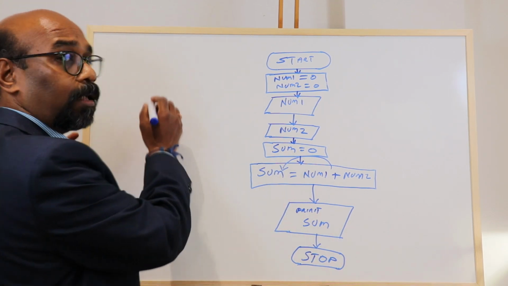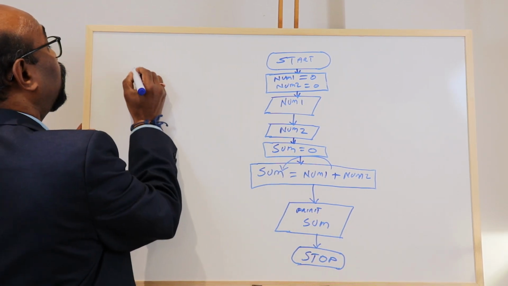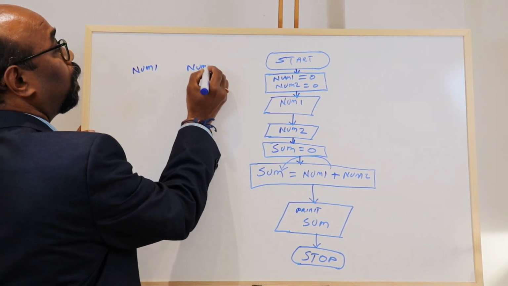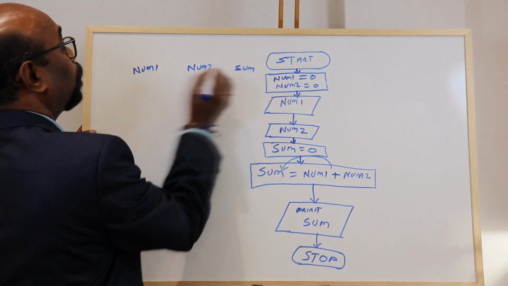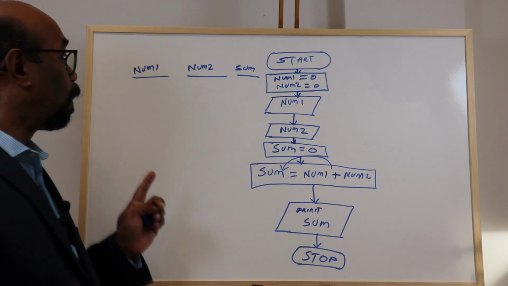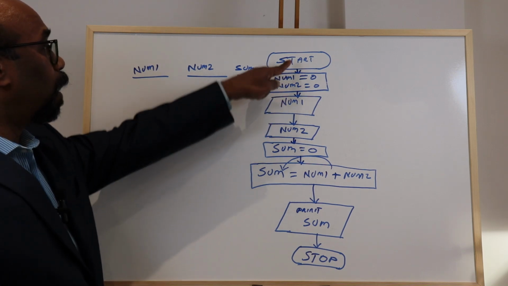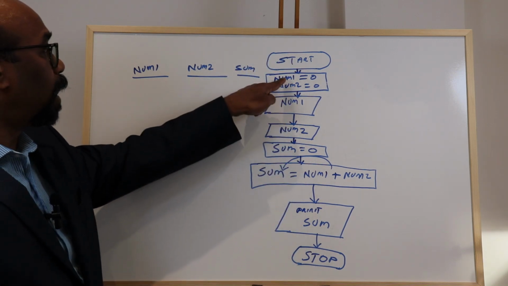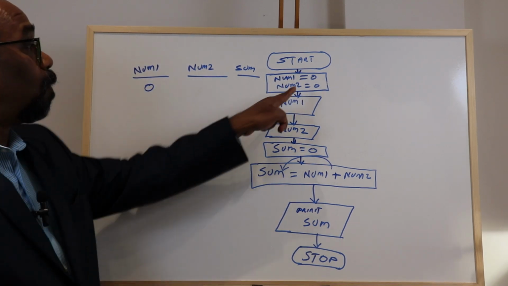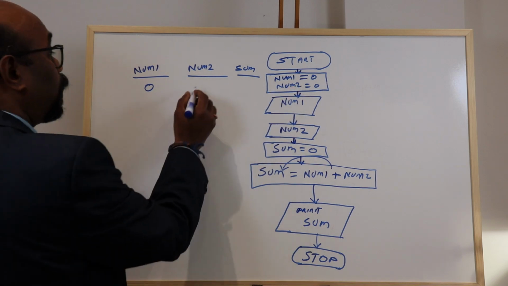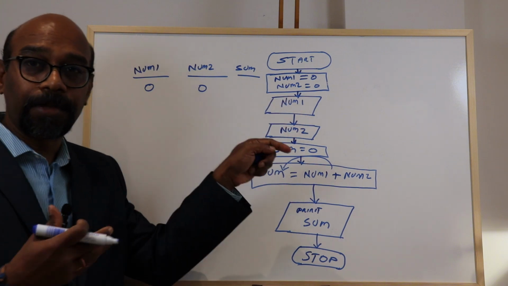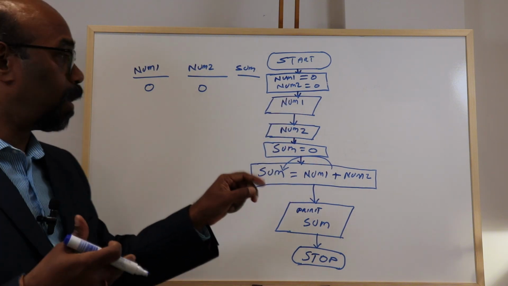Let's say from here, how many variables do we use? Number 1, number 2, and then the sum. So we use 3 variables. Now you follow the sequence. What is the value of number 1? 0. Put 0. What is the value of number 2? 0. Okay, input. Now we are asking the user to give the input, number 1.